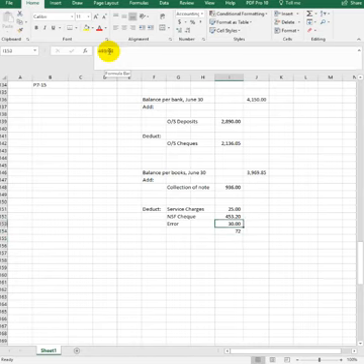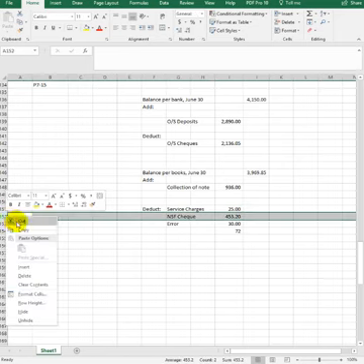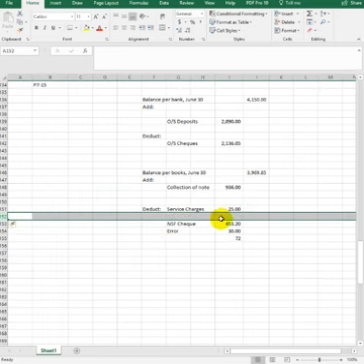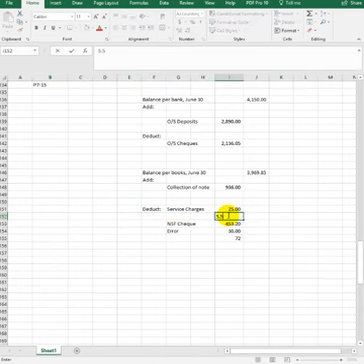And, oh, we forgot the service charge. There was a second service charge. So let me just give myself a little bit more room here. Another service charge for $5.50 on the collection of the note.